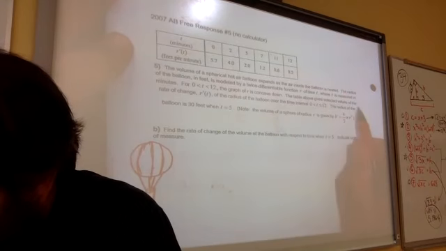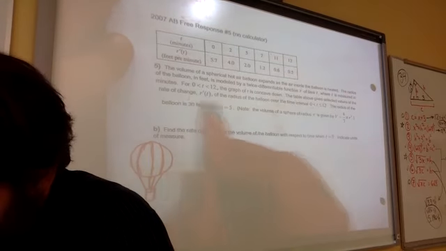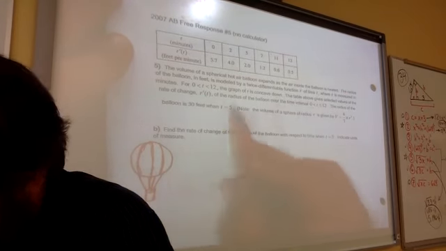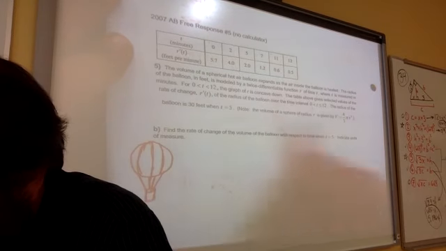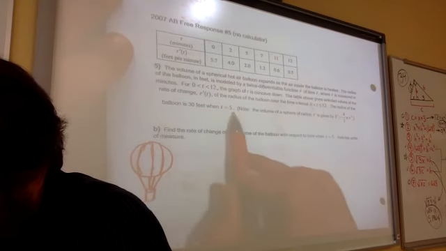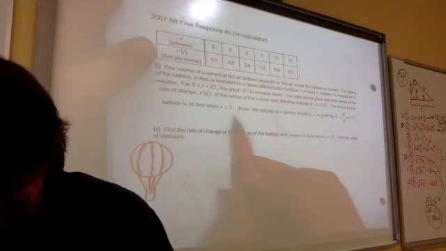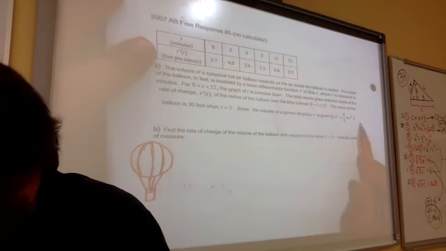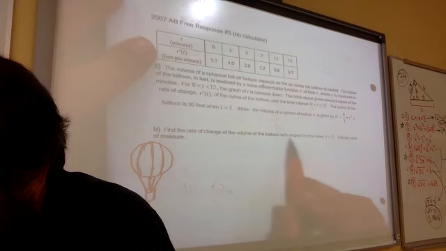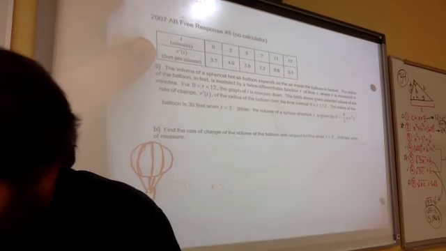The table above gives selected values of the rate of change, r prime of t, of the radius of the balloon over the time interval. The radius of the balloon is 30 feet when t equals 5. Note the volume of a sphere is given by this. Find the rate of change of the volume of the balloon with respect to time when t equals 5.